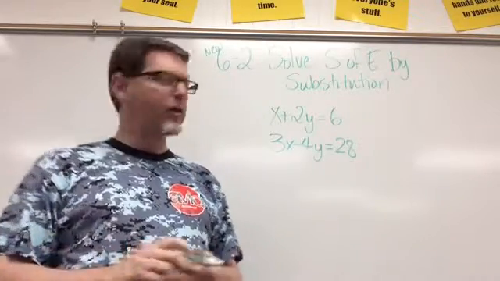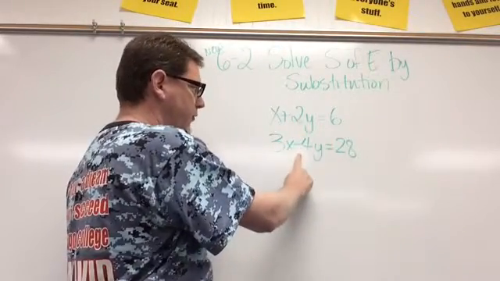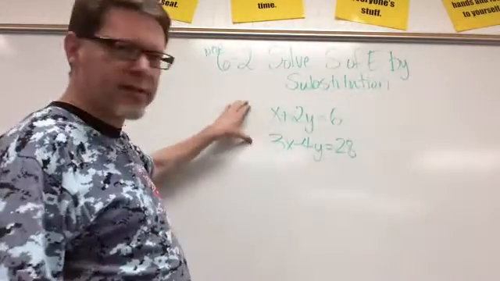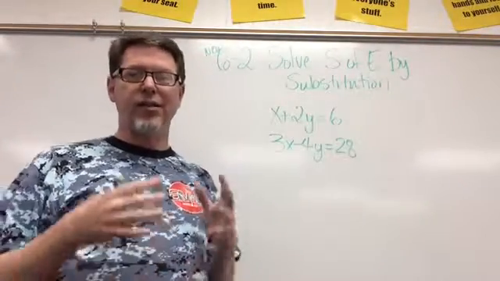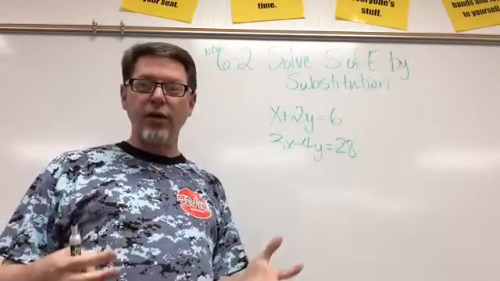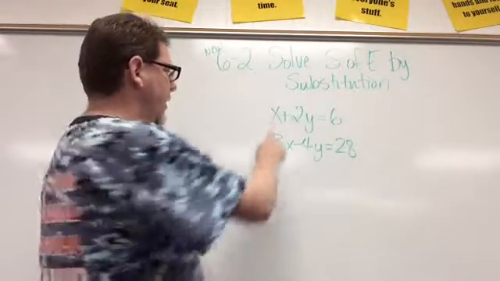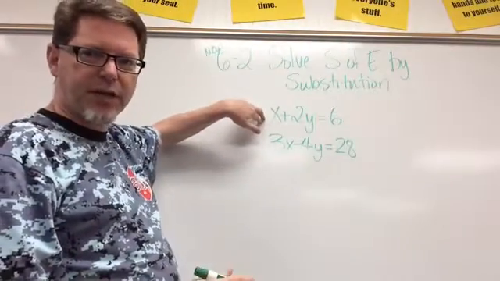So let's look at another example that doesn't have an equation that's solved for one variable yet. So I have x plus 2y equals 6 and 3x minus 4y equals 28. That's my system. Now I'm still going to use substitution, so I need to see, is there one of those variables that is by itself or has a coefficient of 1? Well, x has a coefficient of 1, so why don't I just solve this top equation for x?